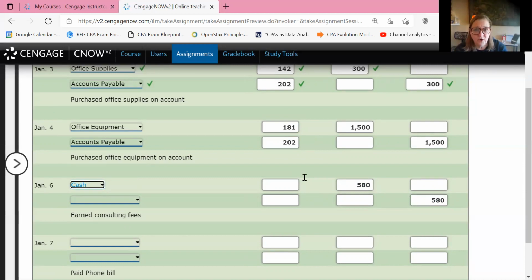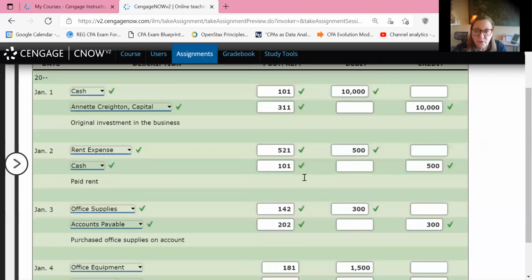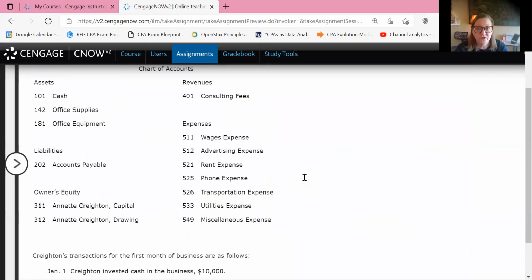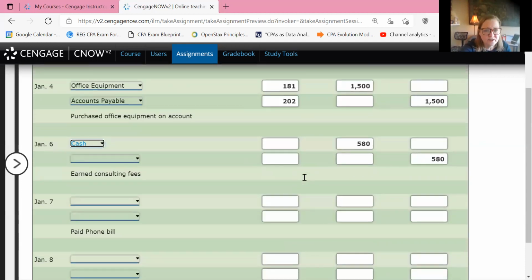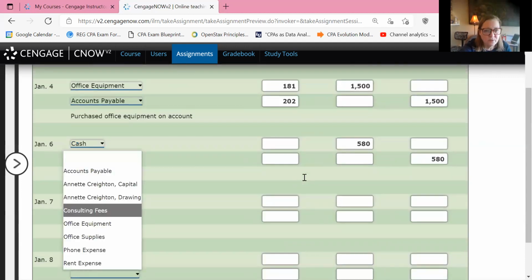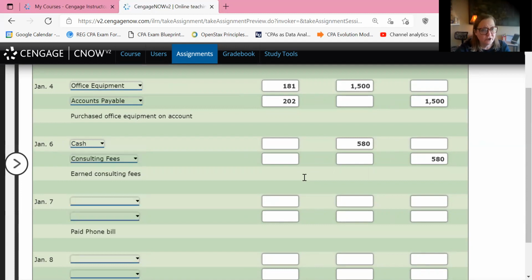Then all I have to do now is figure out what I'm going to credit. What was it for? Services rendered. Oh, so it's revenue. Look at your chart of accounts. There's only one revenue account: consulting fees. Okay. So let me see if I can find consulting fees in the pull down. There it is right there. That's the only revenue account I have. So I feel very good. That's right. So now one more journal entry, and then I'll show you a few postings.